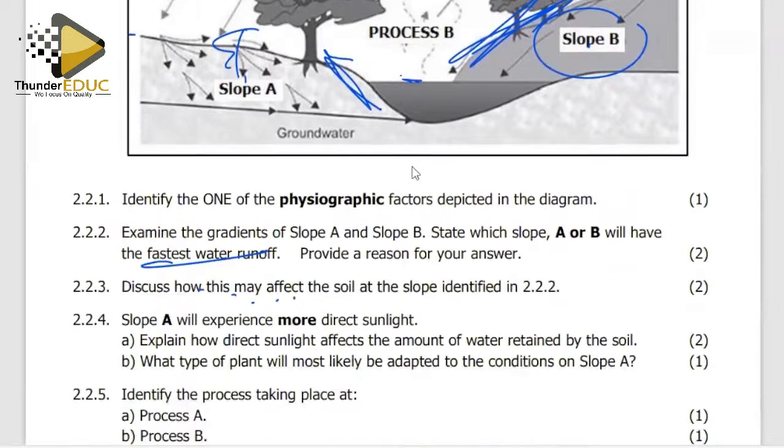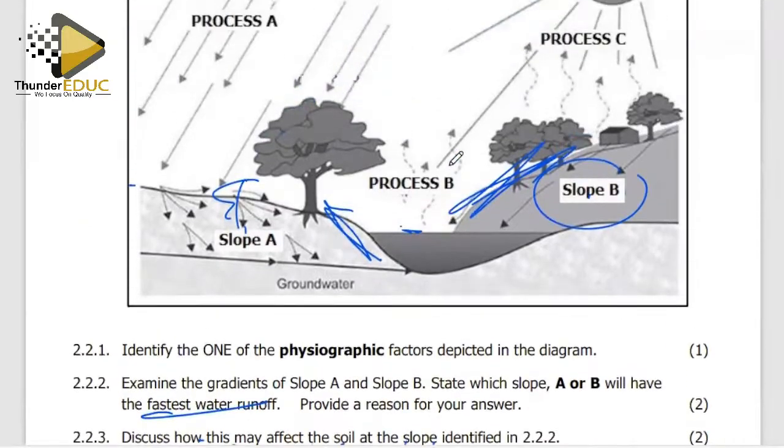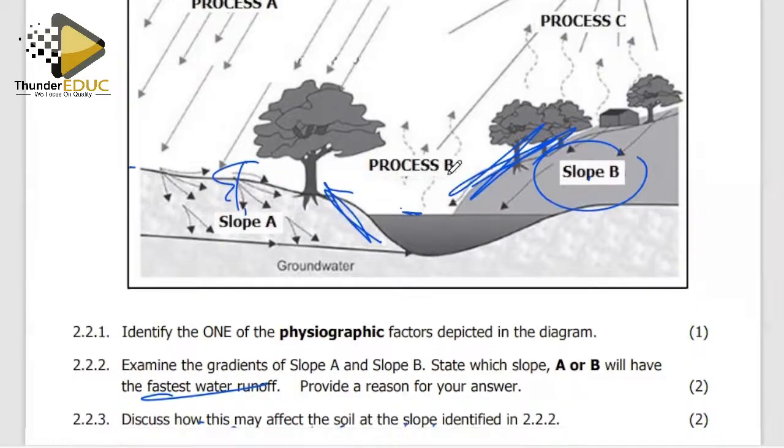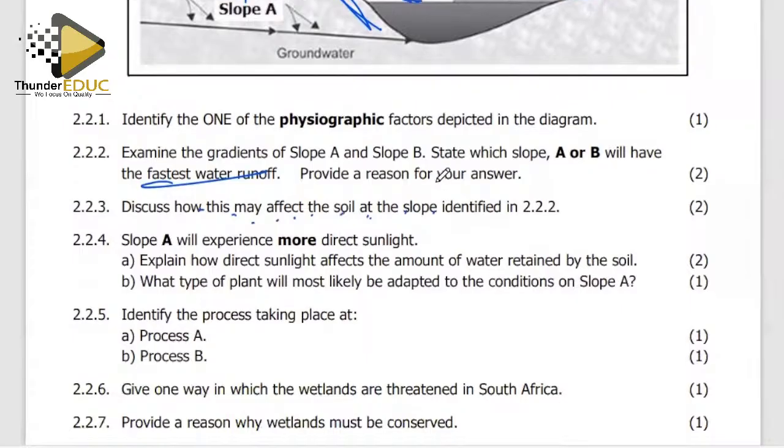Discuss how this may affect the soil at the slope identified above. It means that the topsoil will be washed away, meaning that more nutrients will leach and go into the rivers or lakes. More erosion will take place. Basically, the topsoil will be washed away. More nutrients will be leached because it's steeper, so the water goes very fast.